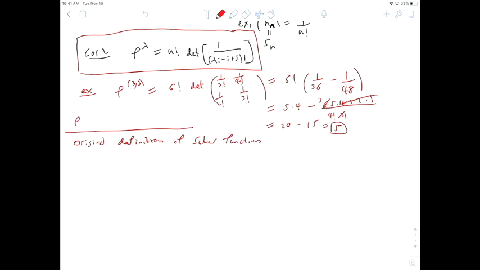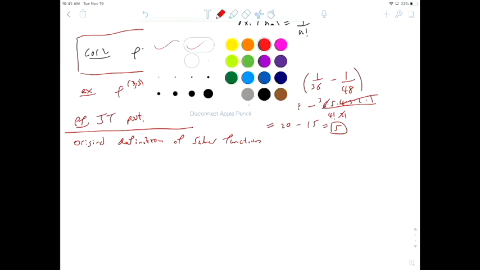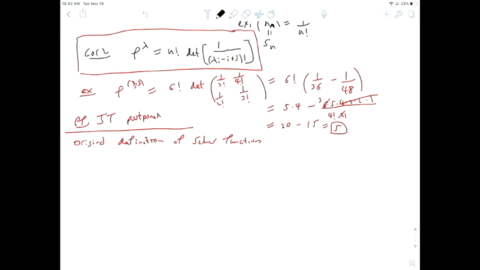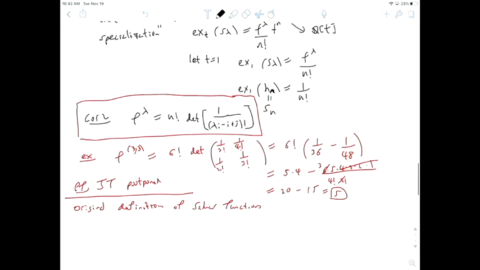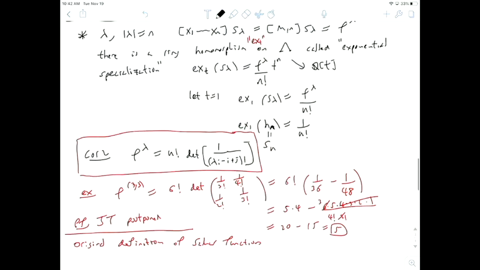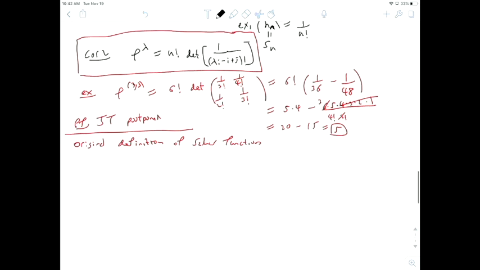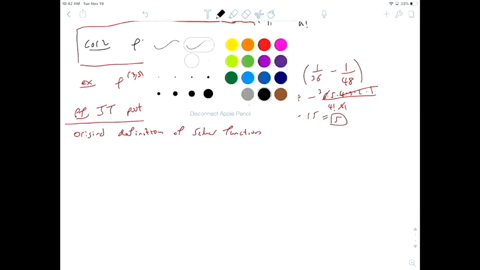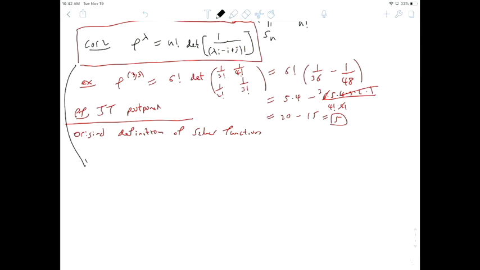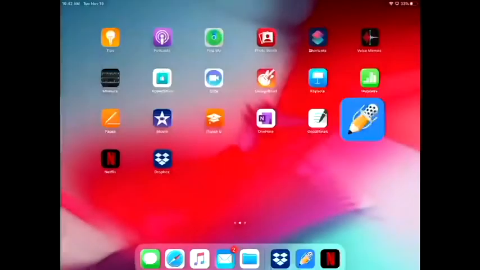Okay, and so the proof of Jacobi-Trudi is postponed. Momentarily postponed. Okay. Oh, you want the proof of the corollary? Okay. Yep.